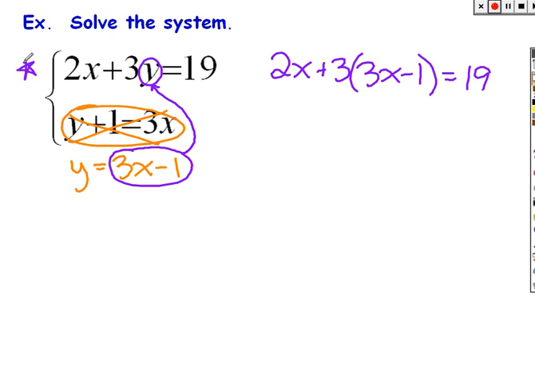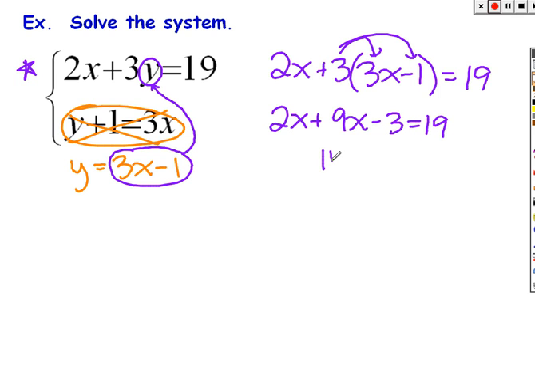Now this equation is in one variable. So I can go through and solve 2x plus 9x minus 3 equals 19. Combine your like terms. Add 3. And x comes out to be 2.